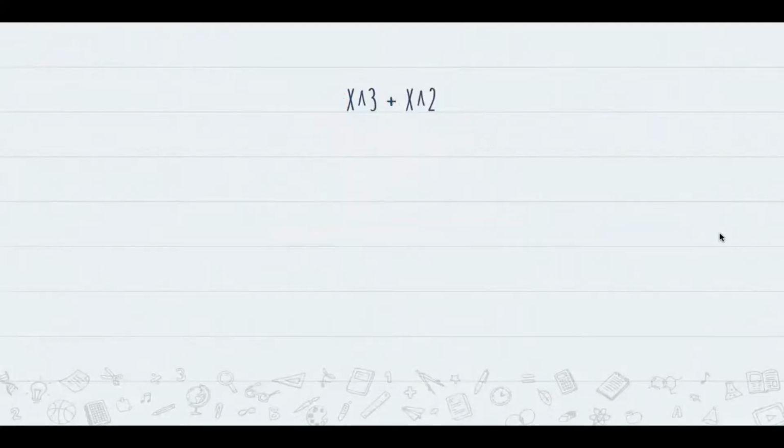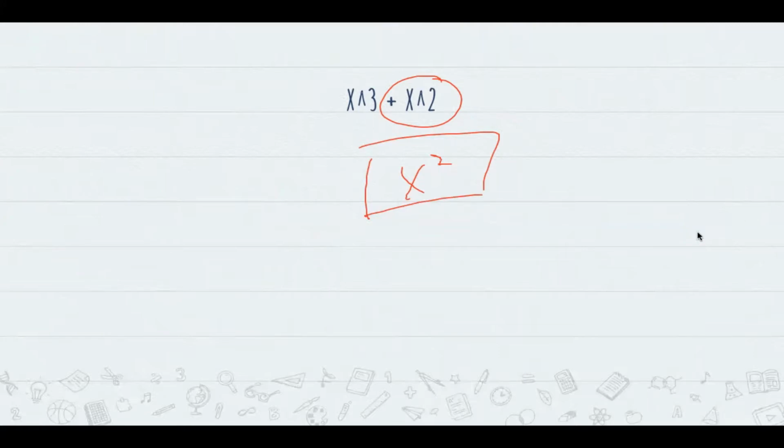But what if there are no numbers and there's only a variable and an exponent? How will you factor this using GCF? Well, you basically just take the lowest exponent, which would be x squared. So this would be just your answer.